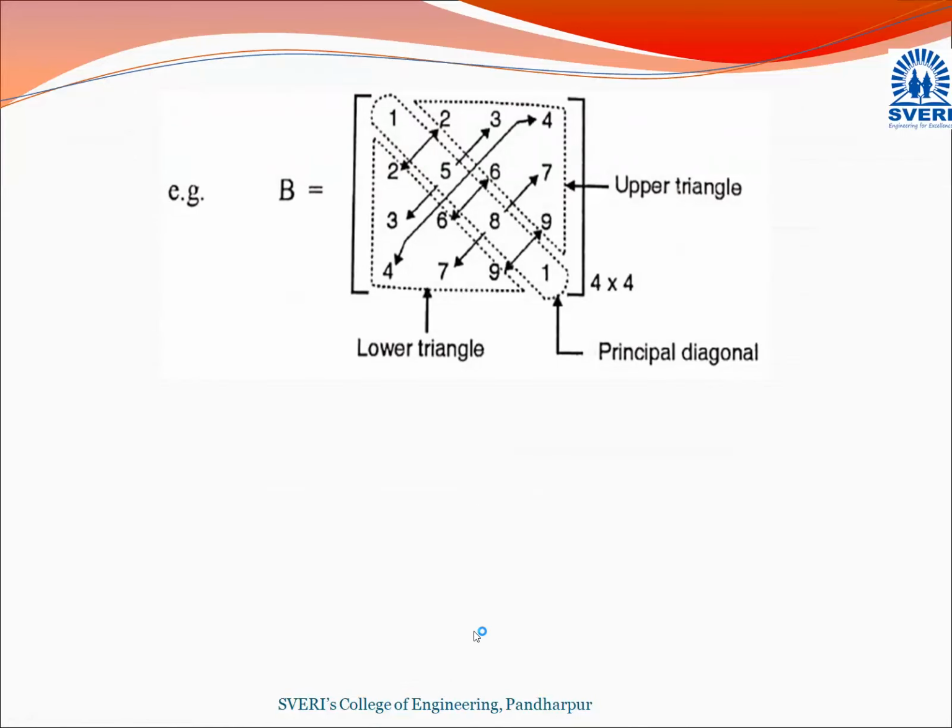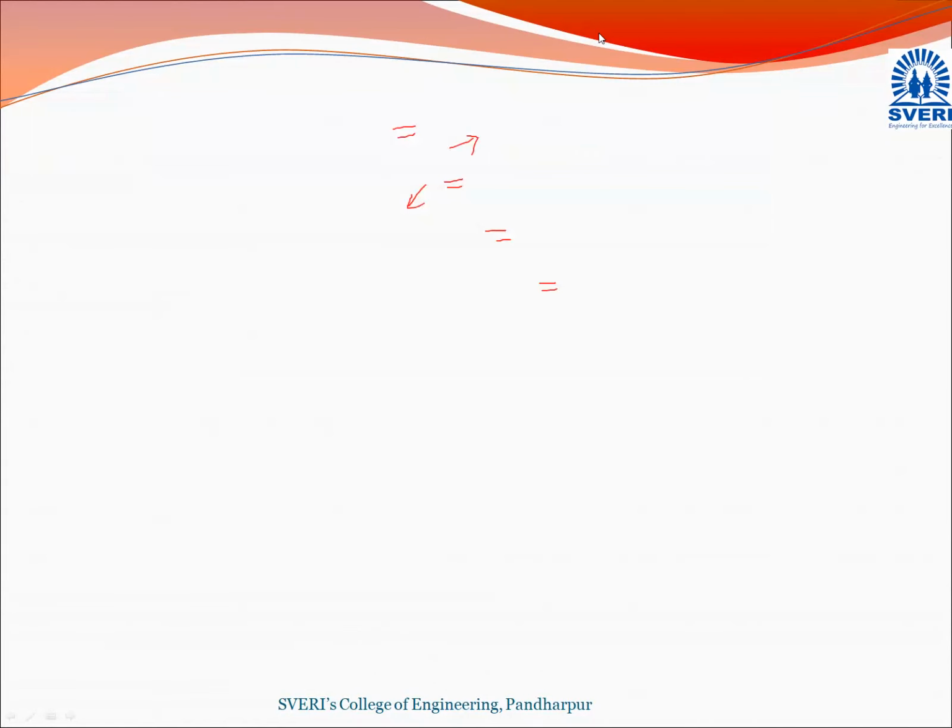One more example is given here. A matrix B with elements 6, 8, 9, 4, 7, 9, 1. Now the diagonal elements are 1, 5, 8, 1. Above this and below this, all elements are mirror images of each other. So here it is a symmetric matrix.